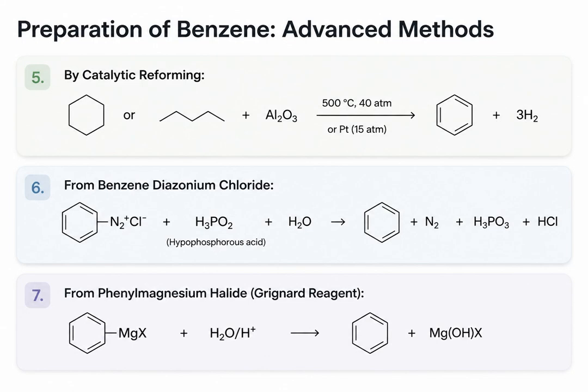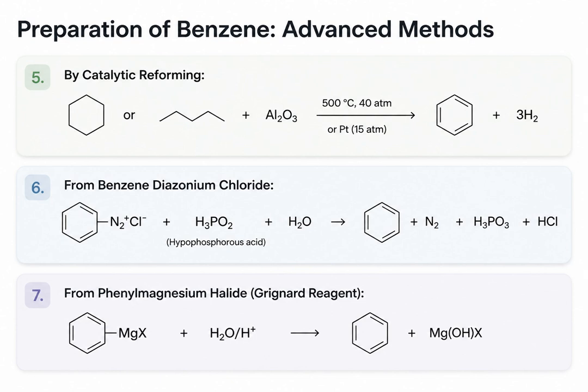Industrial and advanced laboratory methods also exist for benzene. Catalytic reforming involves vaporizing cyclohexane or hexane at 500 degrees Celsius over an aluminum oxide or platinum catalyst to dehydrogenate it into benzene. In the lab, benzene diazonium chloride can be reduced to benzene using hypophosphorous acid, also known as phosphinic acid.